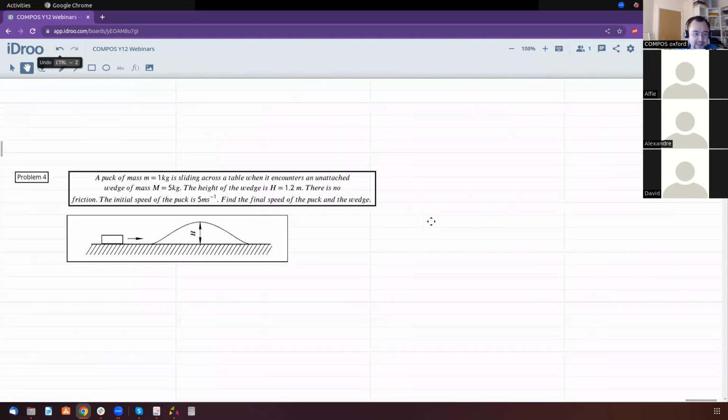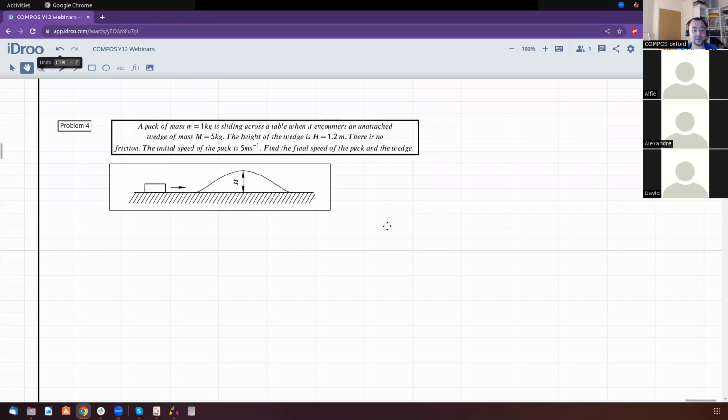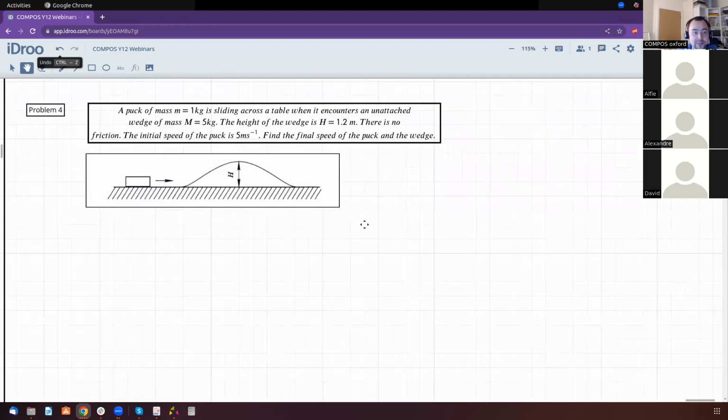Right, next. A puck of mass 1 kilogram is sliding across a table when it encounters an unattached wedge of mass 5 kilograms. The height of the wedge is 1.2 meters. There is no friction. The initial speed of the puck is 5 meters per second. Find the final speed of the puck and the wedge.